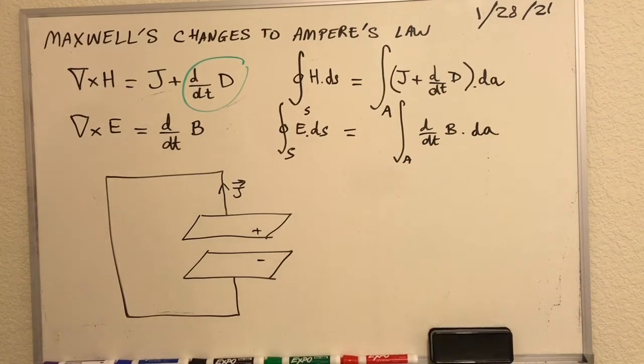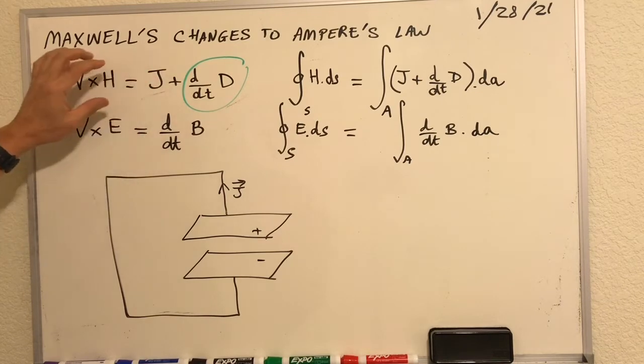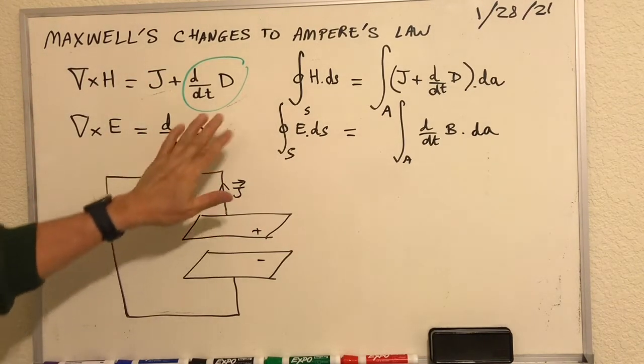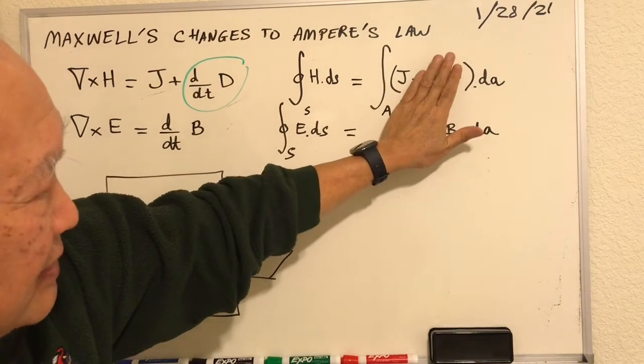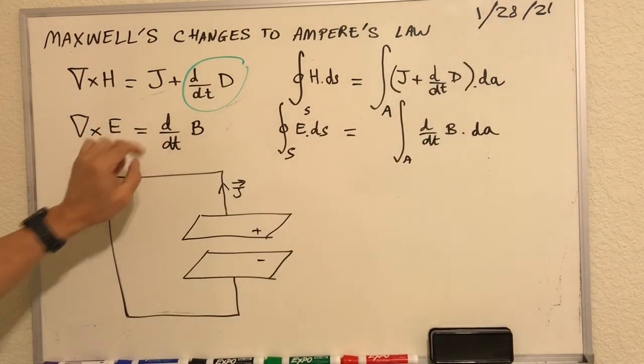Hello, I want to share with you my understanding of the changes that Maxwell made to Ampere's law. I only go into the first equation. Originally in Ampere's law, this second component in this equation is zero. This part here doesn't exist, and this is zero.